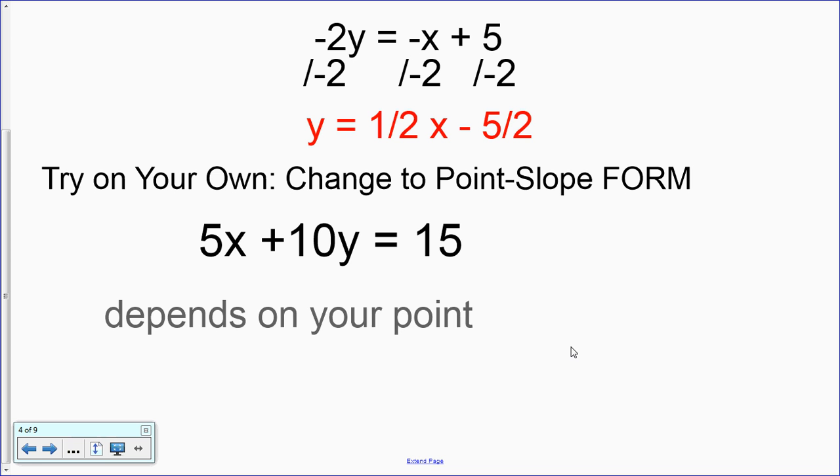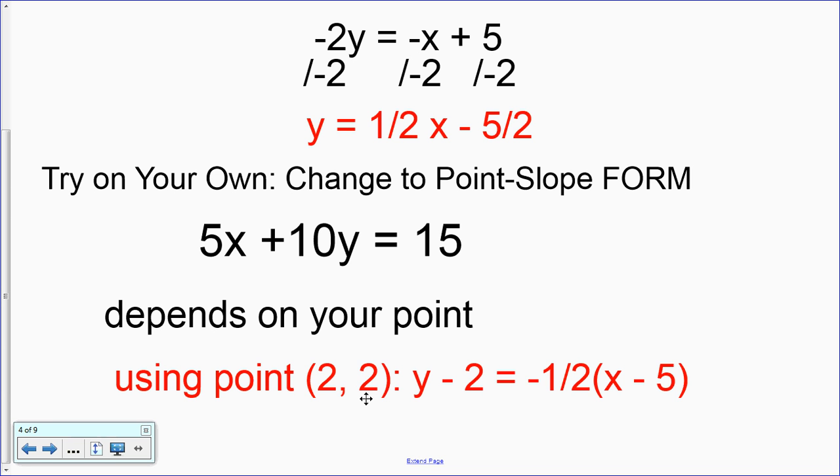Okay, so like I said, it's going to depend on your point for your answer. So my point that I used was 2, 2. So my point slope form would be y minus 2 equals negative 1/2 times x minus 5. Okay? And if you use a different point and you're not sure, plug your point into my equation. It should come out even, like, it should come out equal then. And you know that your point's right.